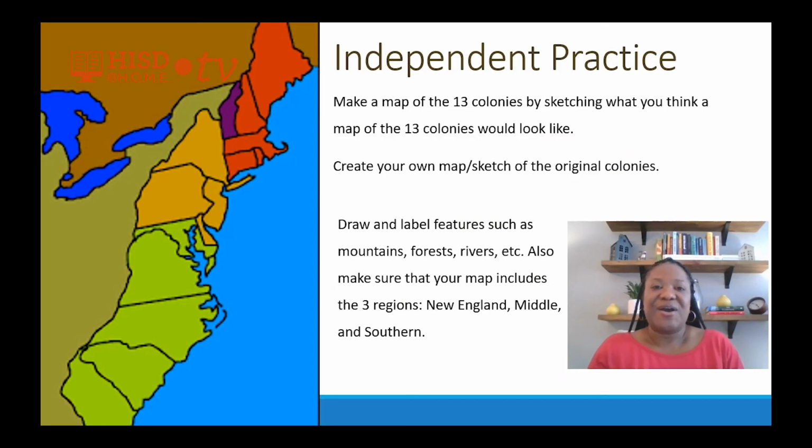All right, so now we are at our independent practice. This is something I want you to do by yourself. I would love for you to draw a map of the 13 colonies by sketching what you think a map of the 13 colonies would look like. You can create your own map or sketch of the original colonies. Draw and label features such as mountains and forests, rivers, etc. And also make sure that your map includes the three regions, New England, Middle, and Southern colonies.